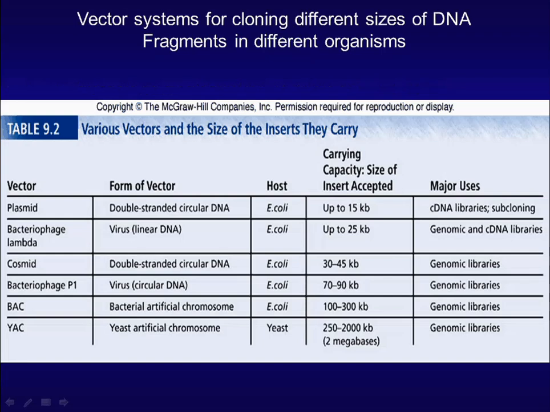Here are various vectors and size of the inserts they carry. Plasmid is the smallest vector. It carries up to 15 kb of inserts. Bacteriophage lambda carries up to 25 kb. Bacterial artificial chromosome carries up to 300 kb of inserts. Yeast artificial chromosome carries up to 2000 kb of inserts. Except yeast artificial chromosome, all other vectors can be propagated in E. coli.